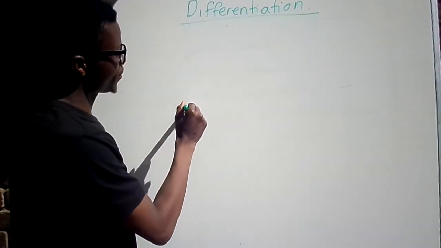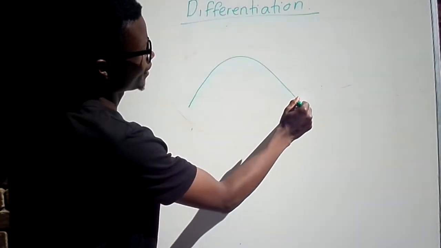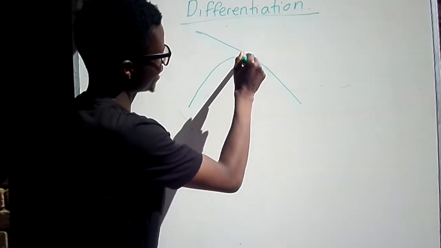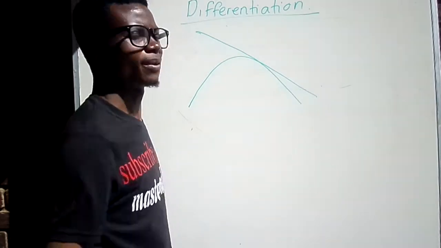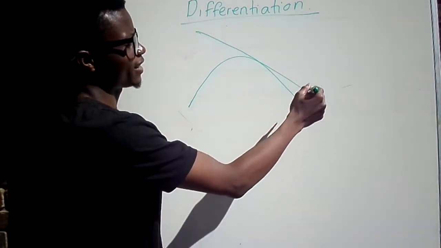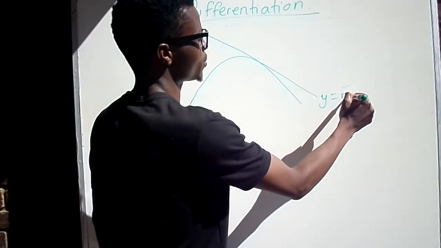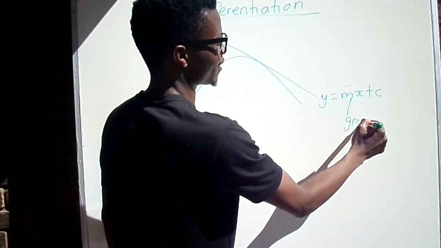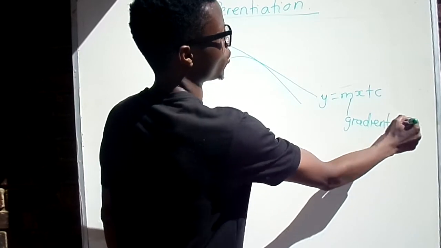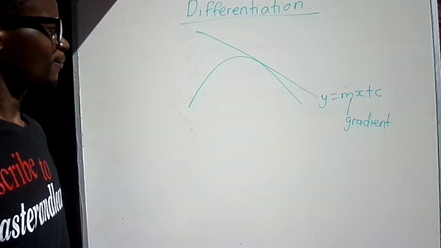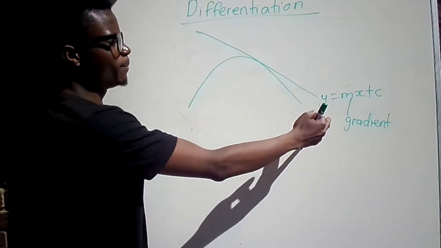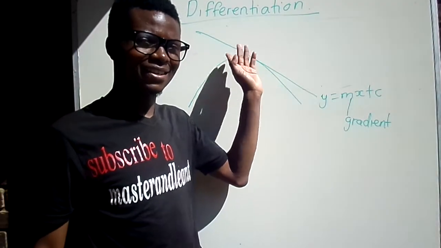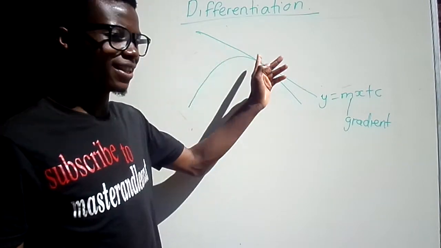From our curve that we have drawn already, let us try to put a straight line just going down. Remember, a straight line is denoted by y equals mx plus c, where m is the gradient or the direction. Remember, a straight line is just moving in one direction. That means its gradient is constant. It's just moving in the same direction.